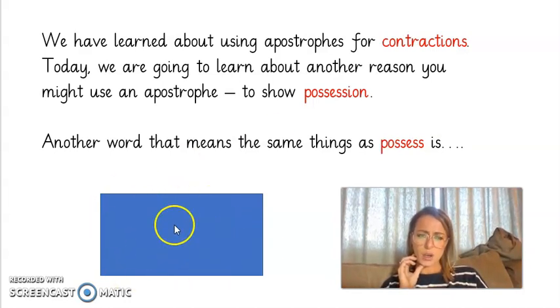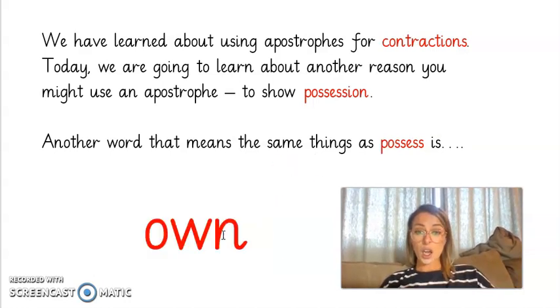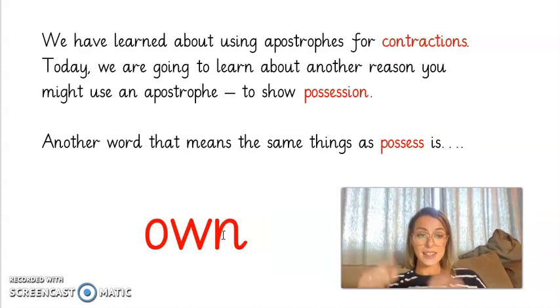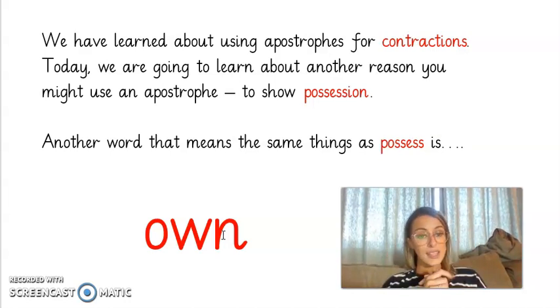What do you think is behind my blue box here? It says another word that means the same thing as possess is... Okay, and it is own. So you can possess something. It might be, I possess these glasses, but I can also say that I own them. Those are two words that mean exactly the same thing.